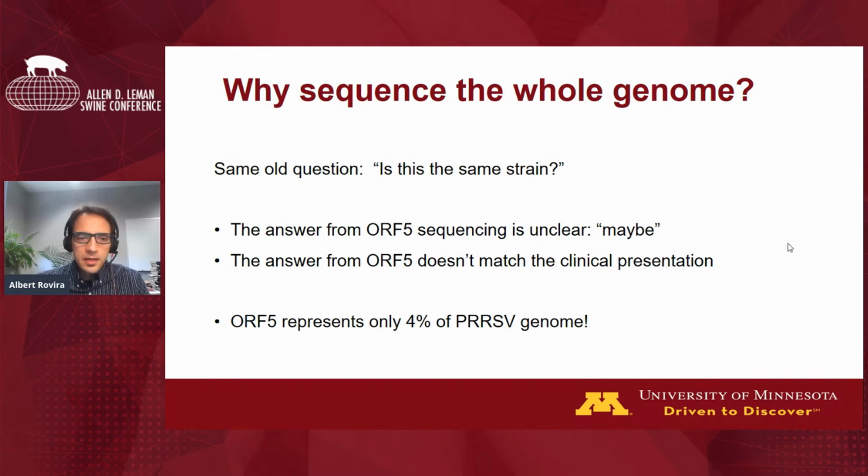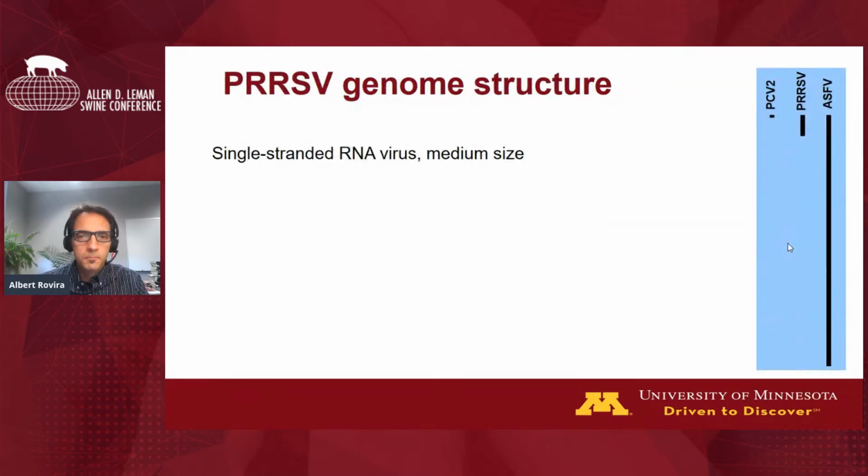And now keep in mind that ORF5 represents only 4% of the PRRS genome. So in those cases where ORF5 is really not giving us an answer that is helping us, it makes sense to go dig deep in the genome of PRRS virus, because there's a lot of it that we're not seeing.